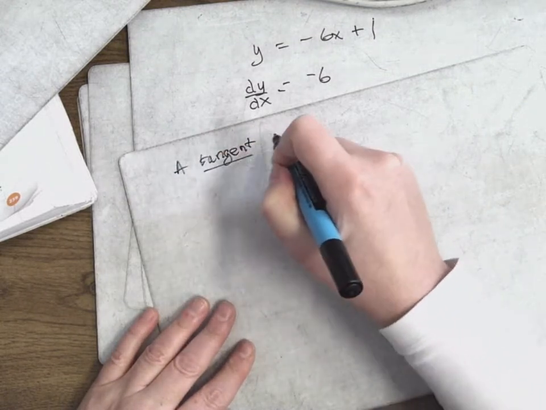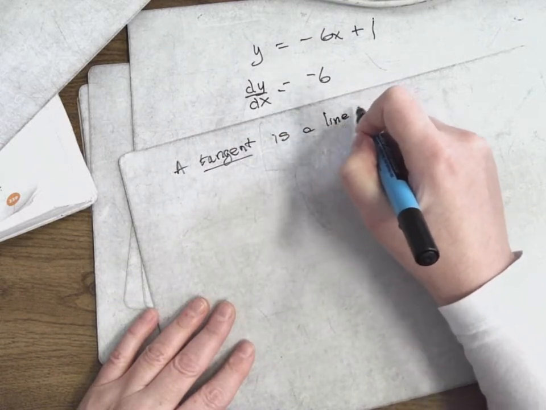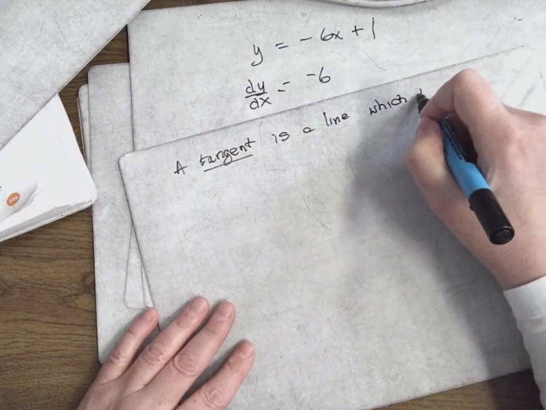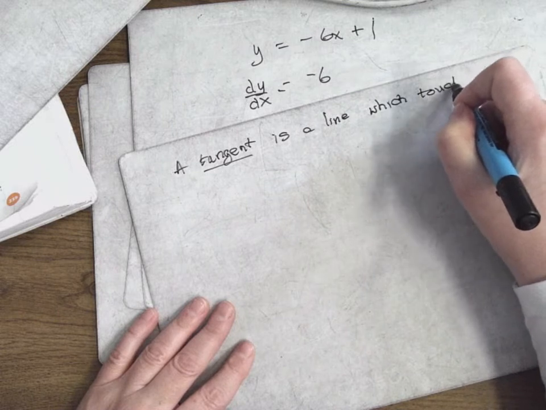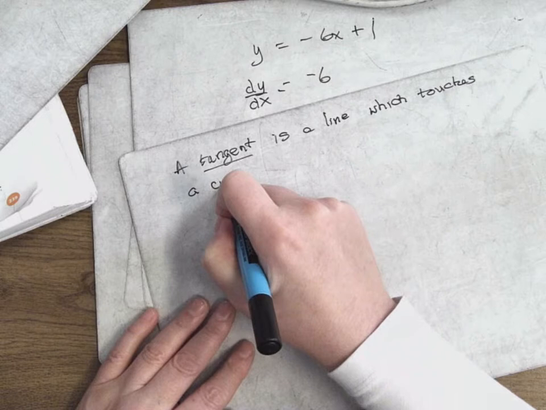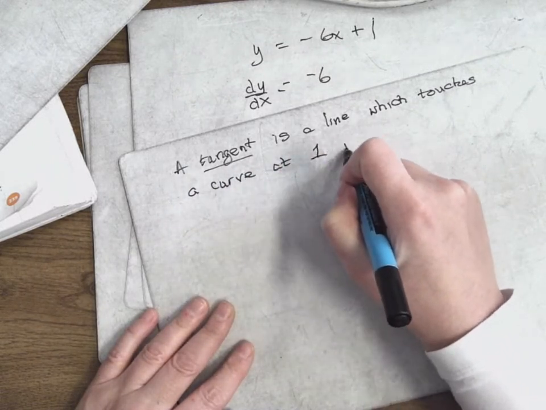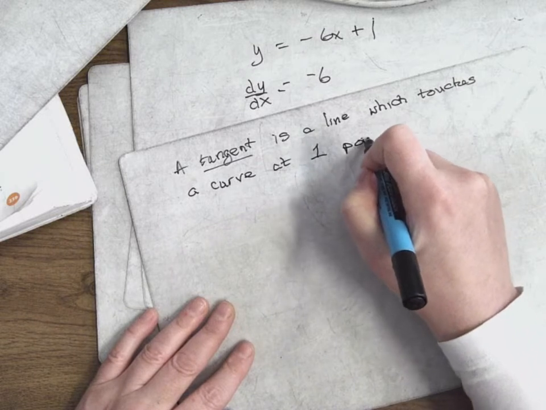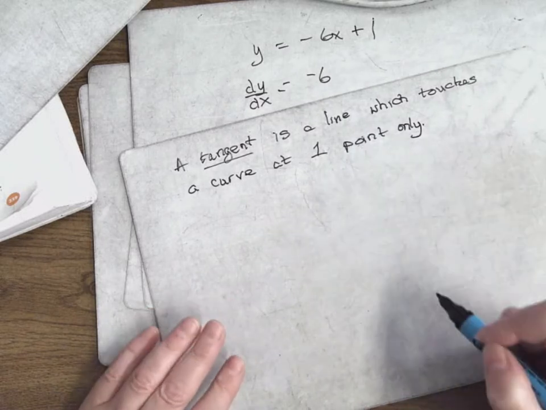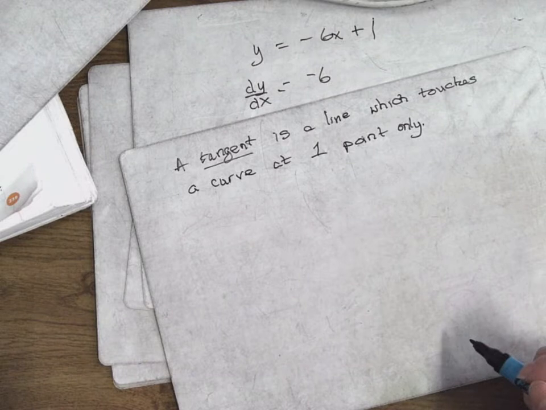So a tangent is a line which, I'll go touches instead of hits, touches a curve at one point only. So you can just write that in. Okay? So a tangent is a line which touches a curve at one point only.